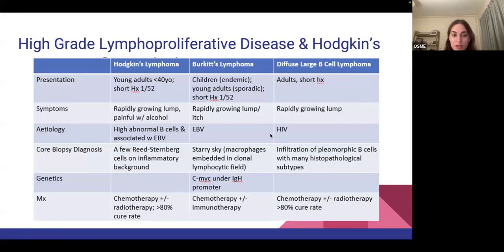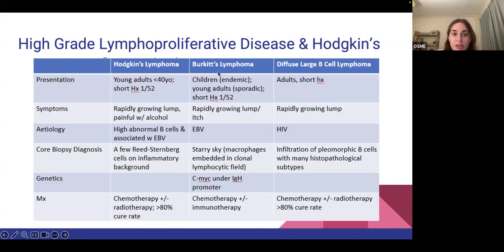So, high-grade lymphoproliferative disease. The way I remember it is that if it's a young person and they've got a history of glandular fever or EBV or tonsillitis, it's Hodgkin's lymphoma, and they'll have this classic Reed-Sternberg cell on histology. And it's a cancer of the young, tends to be the teenage years, so our age and slightly younger.